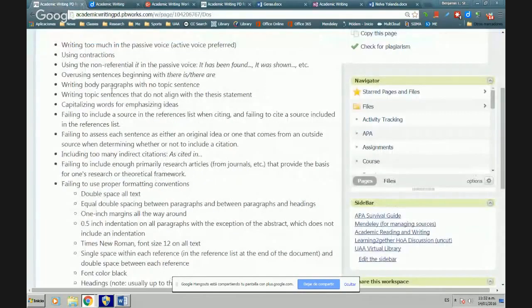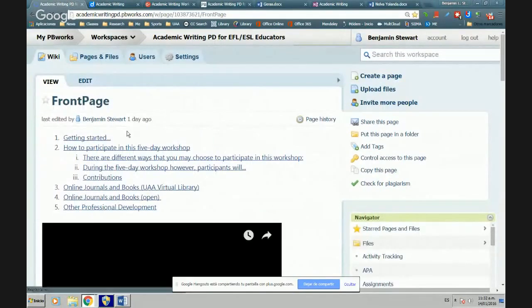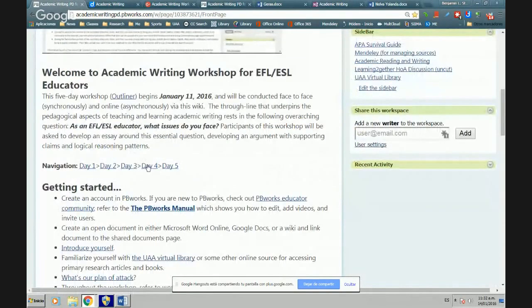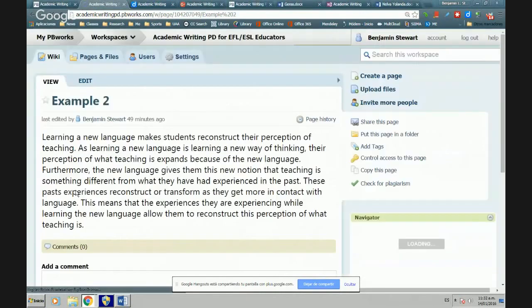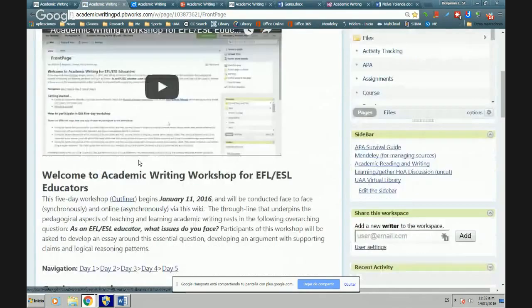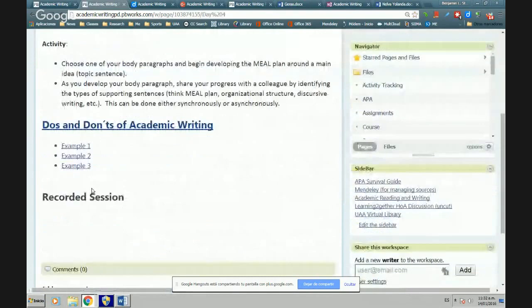But let's look at some examples. What I'd like for all of us to do, if you're signed in, is go to your wiki, go to day 4, and click on example 2. Okay, so again, wiki, day 4, example 2.